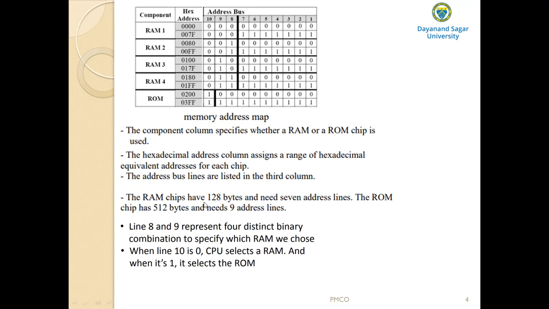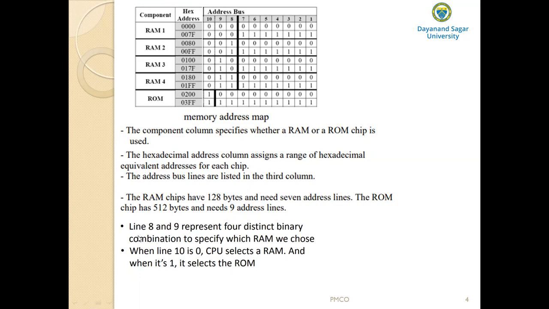So the RAM chips have 128 bytes and need 7 address lines, as I said. The ROM chip has 512 bytes and needs 9 address lines. So for RAM, the address lines are from 1 to 7, and for ROM, the address lines are from 1 to 9. Then how do you distinguish between the 4 RAM chips and the ROM? That is the question.